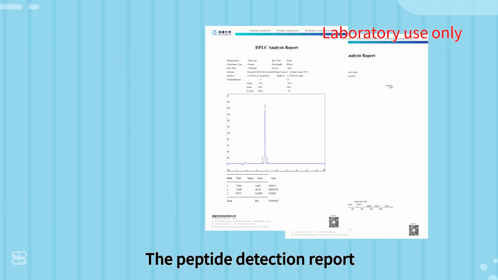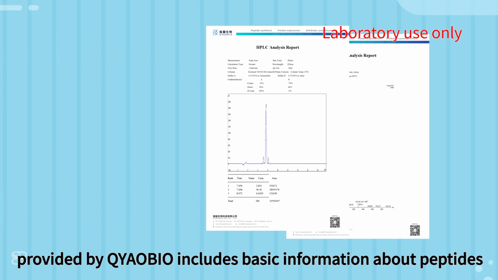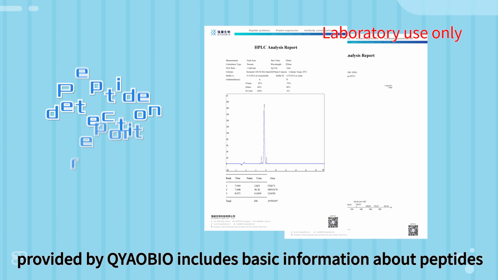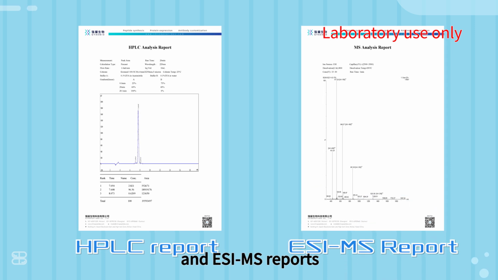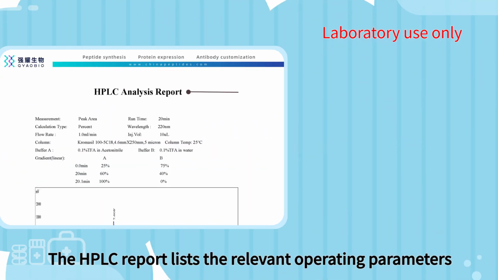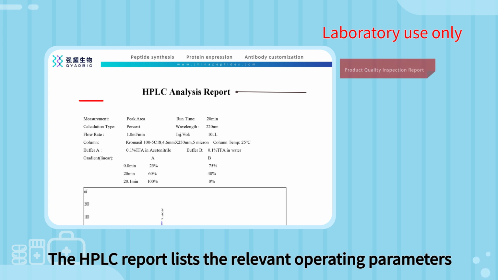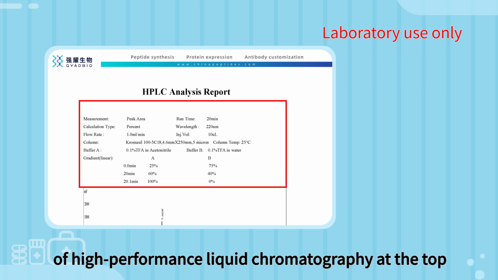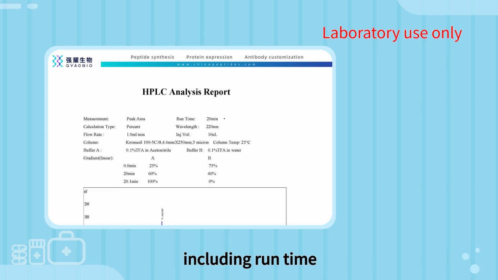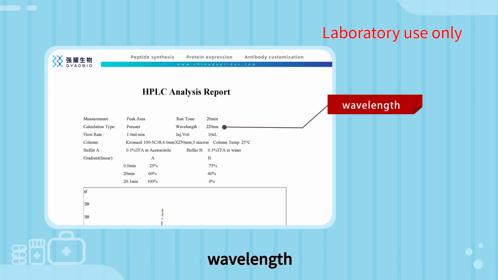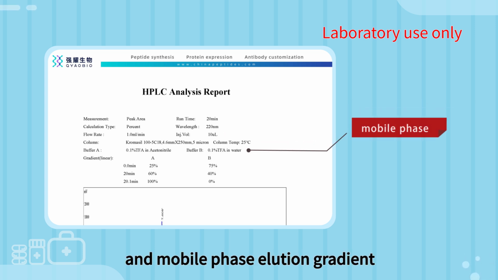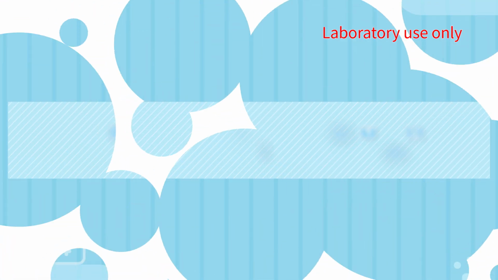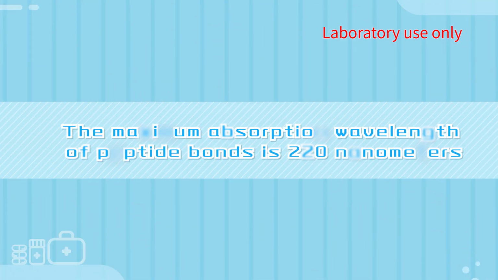The peptide detection report provided by Qiangyao Biotechnology includes basic information about peptides, HPLC reports, and ESI-MS reports. The HPLC report lists the relevant operating parameters of high-performance liquid chromatography at the top, including runtime, wavelength, injection volume, column model, mobile phase, and mobile phase elution gradient. The maximum absorption wavelength of peptide bonds is 220 nanometers.